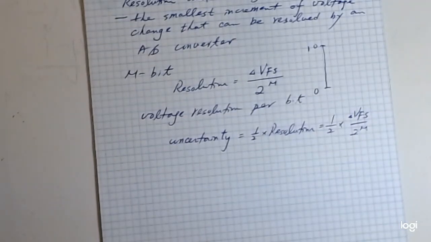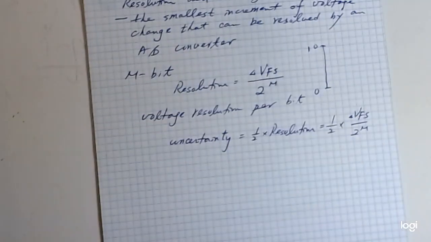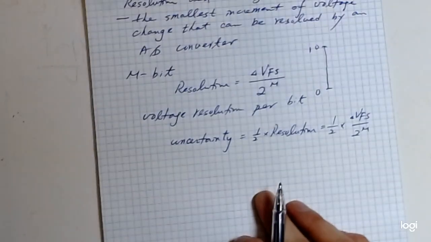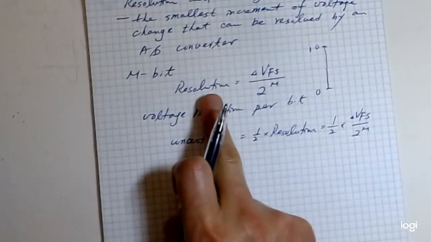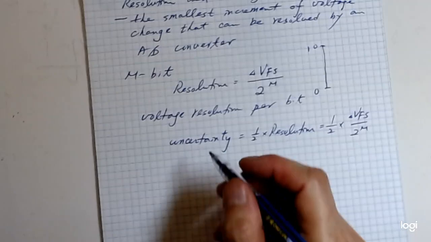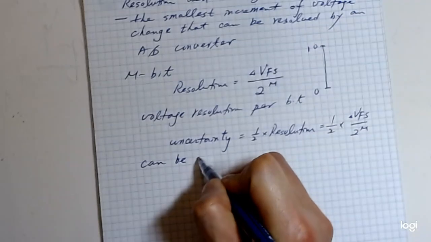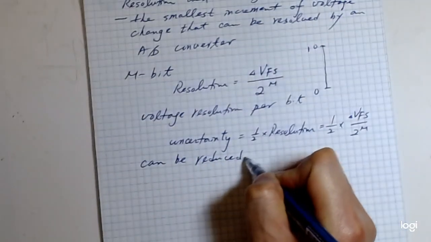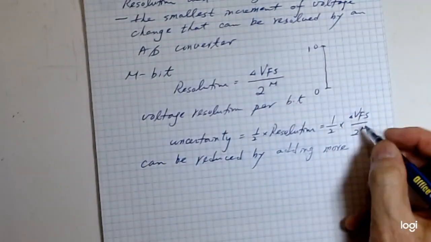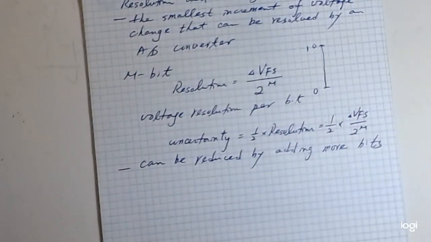So typical question: how can you have a finer resolution or increase the accuracy? Of course, the more bits, the smaller the uncertainty and the finer the resolution you will have. So the uncertainty or the error can be reduced by adding more bits.